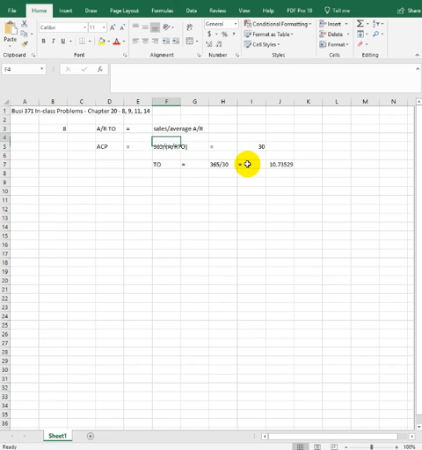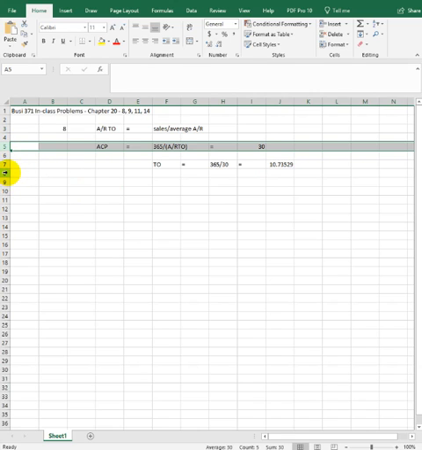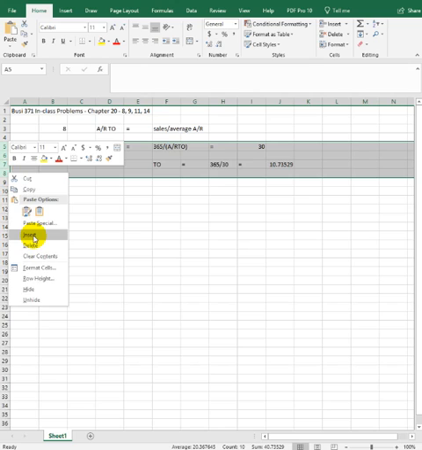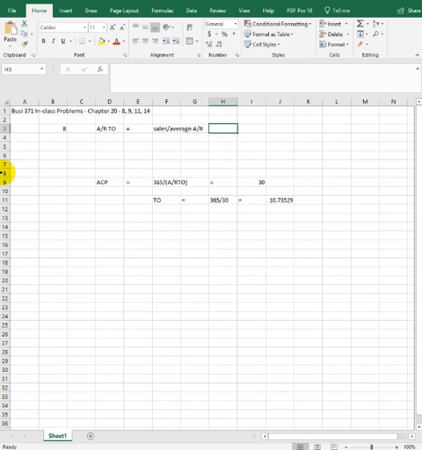And that equals 10.73529. And now up here, let's give ourselves a little bit more room. Let's just insert some lines here. Now we know the amount of sales, and we know the accounts receivable turnover. So now we know that 10.73529 is equal to sales, which is 9.75 million, divided by average accounts receivable. And so we can solve for the average accounts receivable.